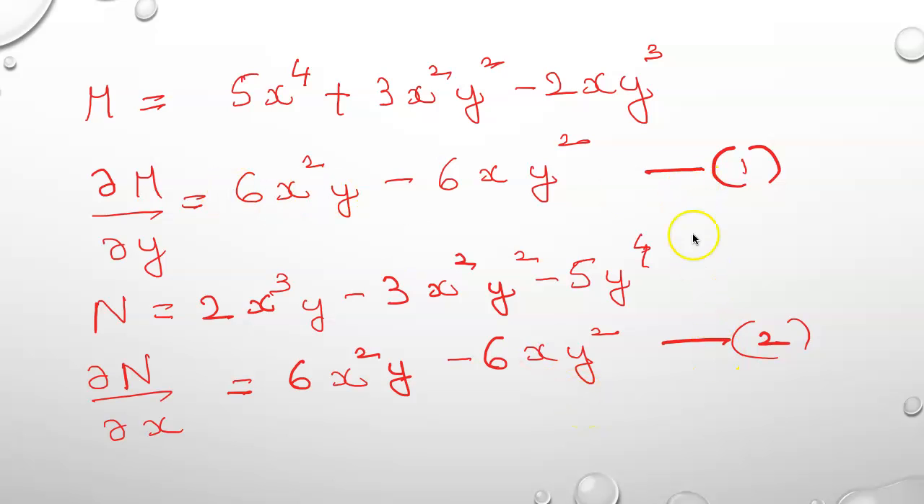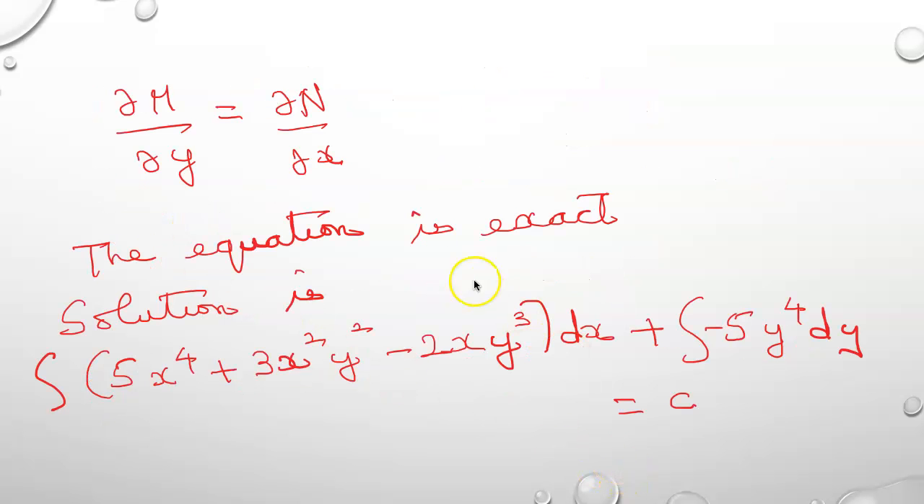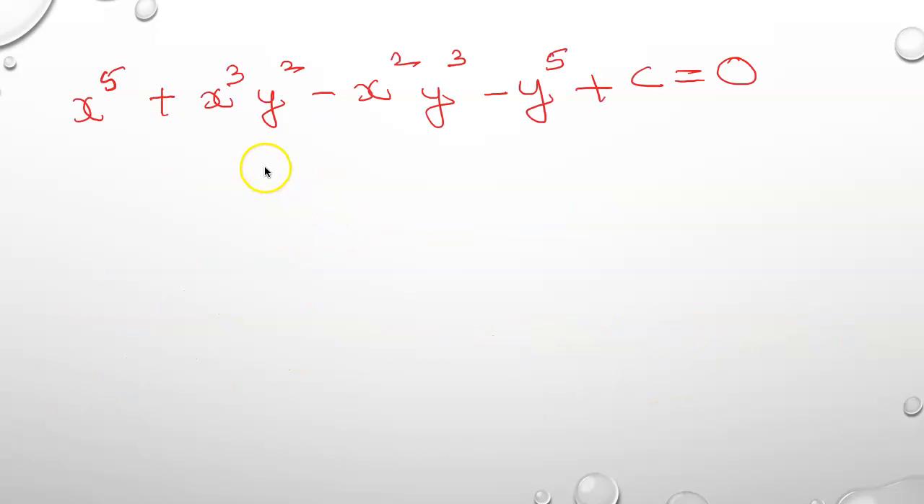So what do we find out from 1 and 2? That the partial derivative of M with respect to y equals the partial derivative of N with respect to x. So the equation is exact, and the solution is integral M dx plus the term in N which contains only y, that is minus 5y raised to 4 dy. So when we integrate, we get x raised to 5 plus x cubed y squared minus x squared y cubed minus y raised to 5 plus c equal to 0, which is the general solution.